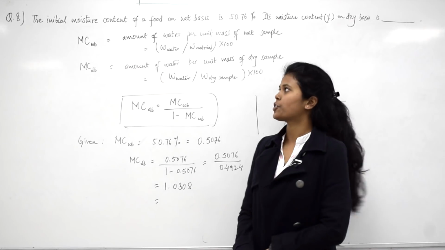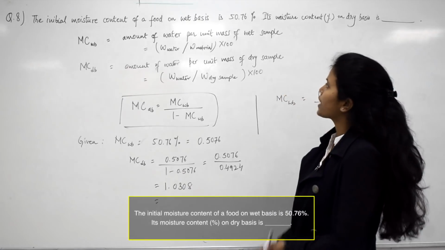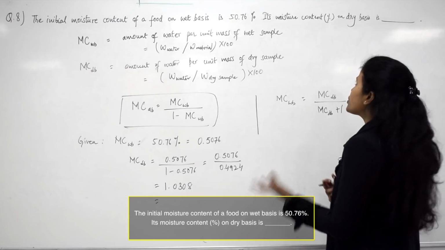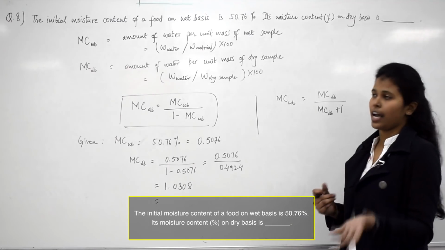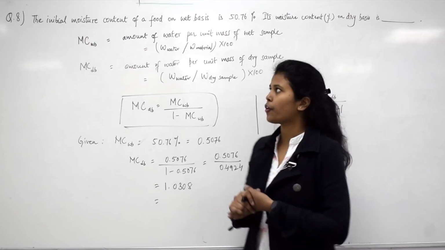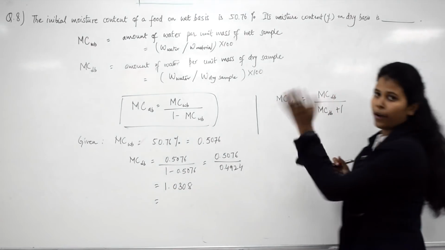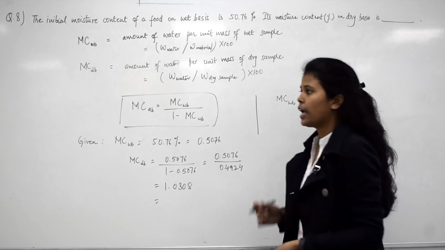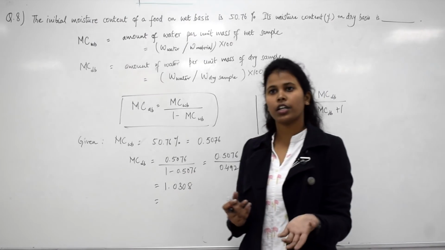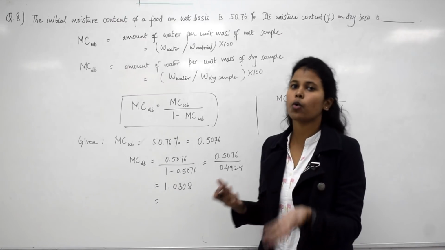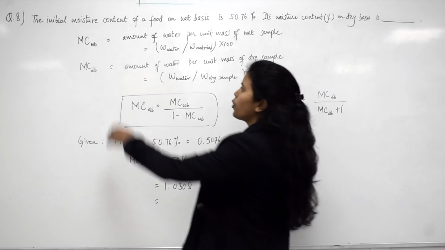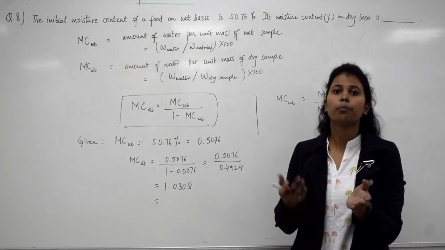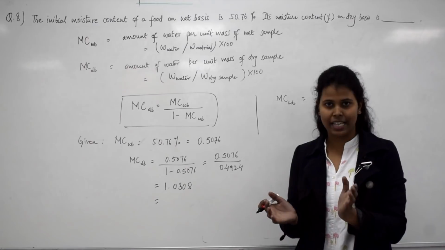Now, let's move to question 8. The initial moisture content of a food on wet basis is 50.76%. Its moisture content on dry basis is dash. So, the question is asking for a conversion of moisture content on wet basis to moisture content on dry basis for a particular food. Now let's first understand what moisture content on wet basis is and what is on dry basis. Moisture content on wet basis of a particular food is simply the amount of water that is present per unit mass of wet sample.